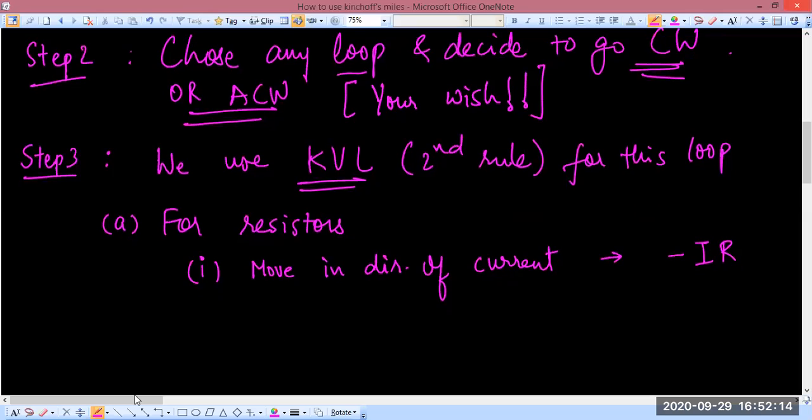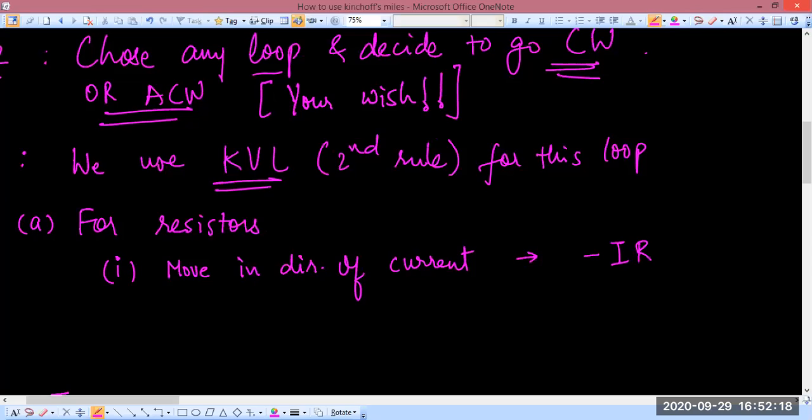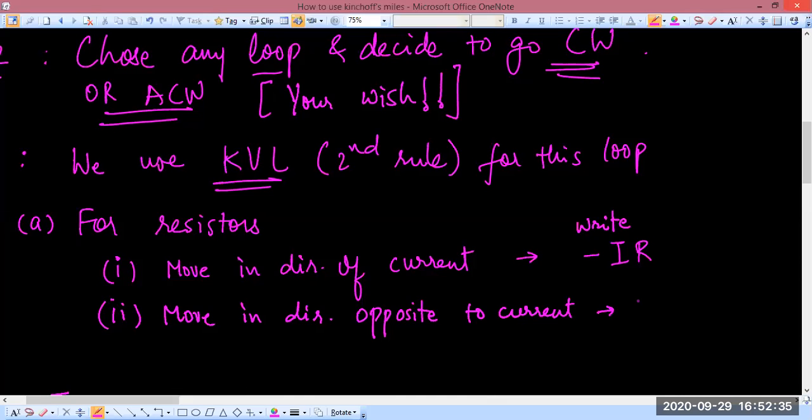Okay, so I was saying that you move in direction of current, then you write minus IR. Okay, then you write minus IR. If you move in direction opposite to current, then you write plus IR. Is this clear?